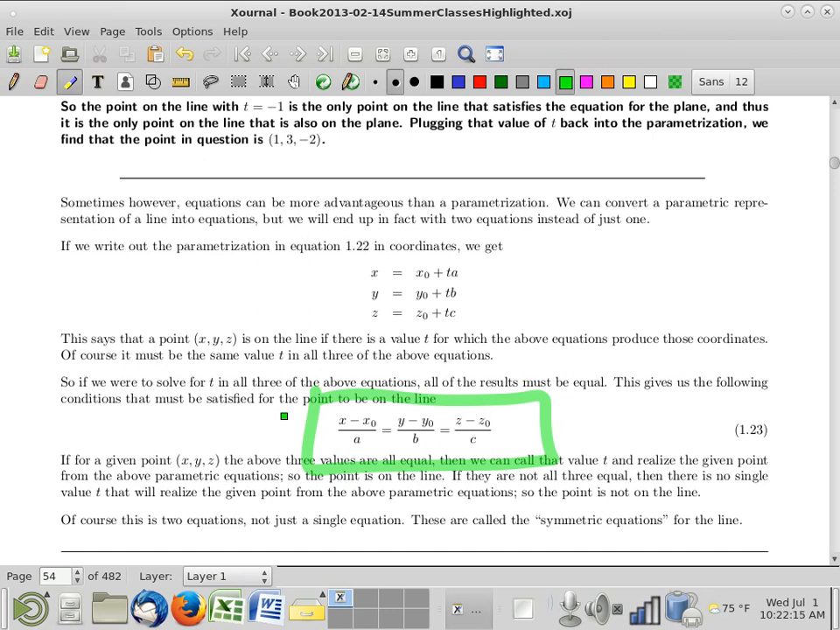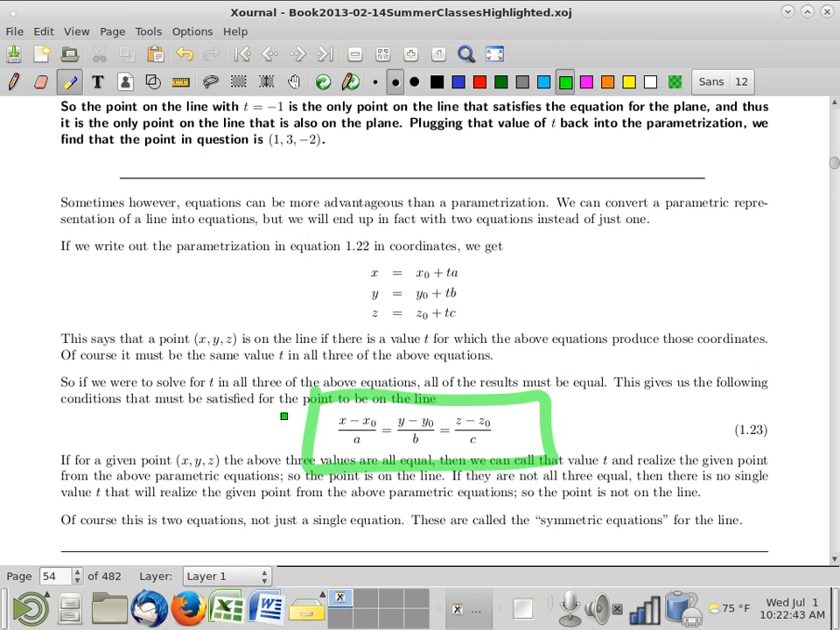So if somebody comes to you with a particular point and says, here's my XYZ, I would like to know if this XYZ is on this line that you have parameterized. What you need to do is pull this trick, namely solve for t, set all three of the results equal to each other, and there's your test. So you take the x, the y, and the z that are given and compute all three of these expressions, and they better all be equal to each other.